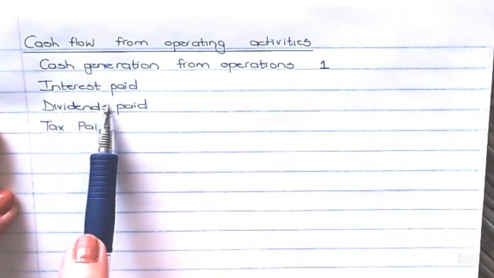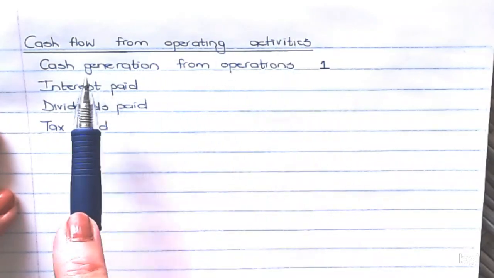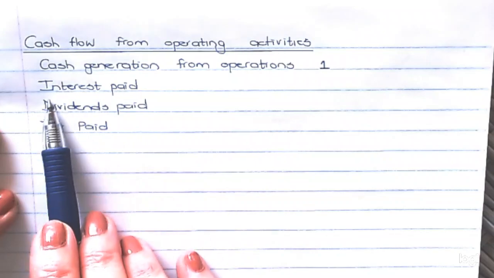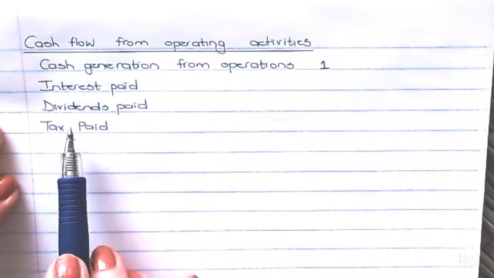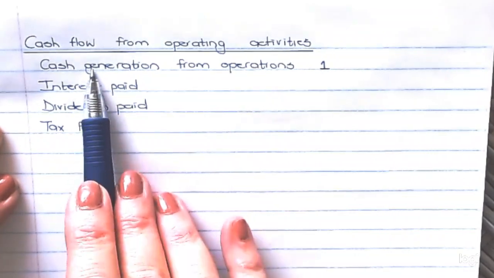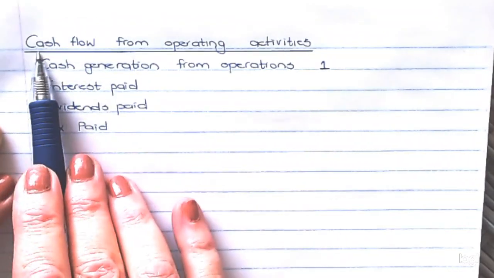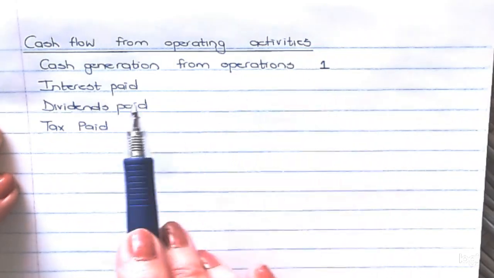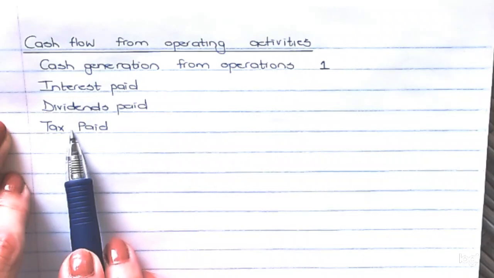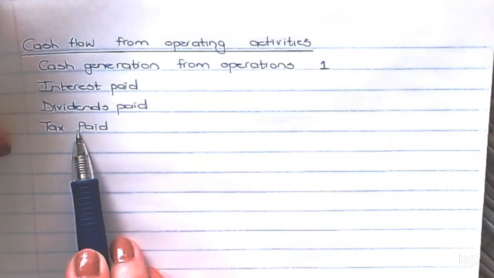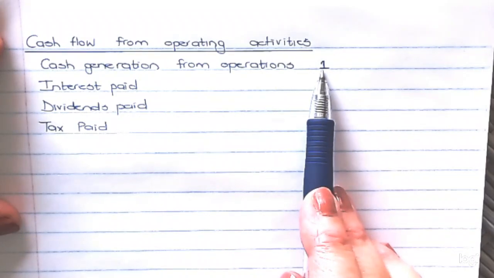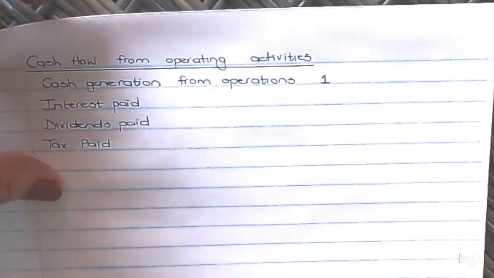The very first section, the cash flow from operating activities, will have the possibility of these four. Maybe there was no tax, maybe there was no dividends, maybe there was no interest paid, but this is what could be falling under this cash flows from operating activities. So make sure that you know what should be here so that you know what you are looking for when you have to answer a question. Now we're going to concentrate on how do we find the information for this note 1.